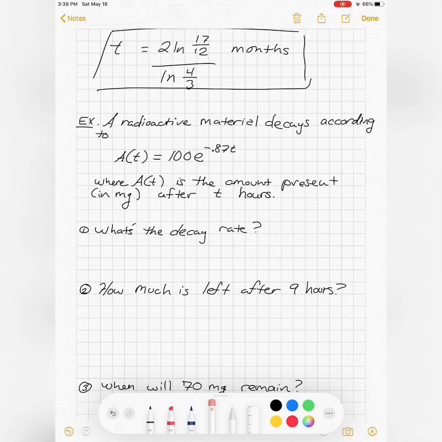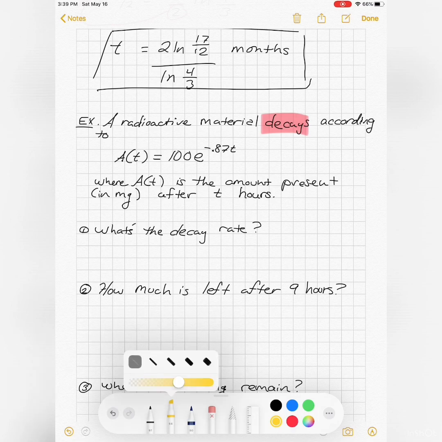Okay, a radioactive material decays according to the given function. So the difference you'll notice right away with this one is that I have a negative in that exponent. So that tells me that this material is decaying rather than growing. Okay, it's getting smaller. But I can do the algebra the same way. So what is the decay rate?